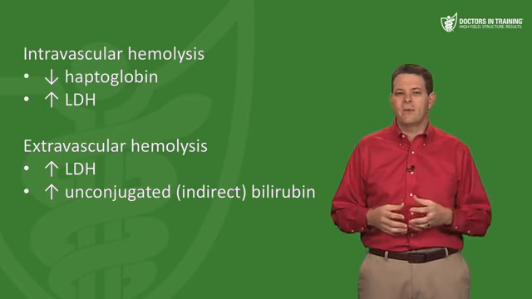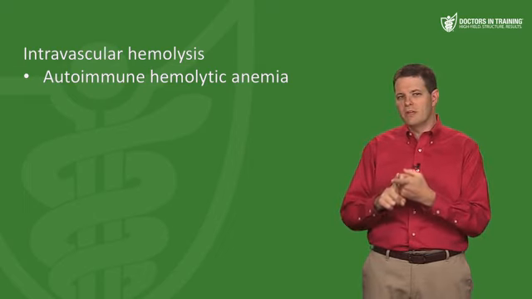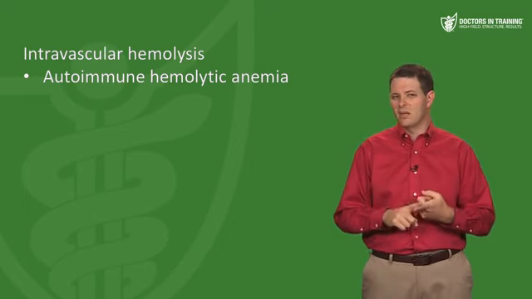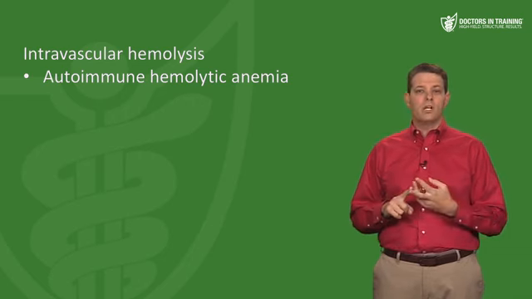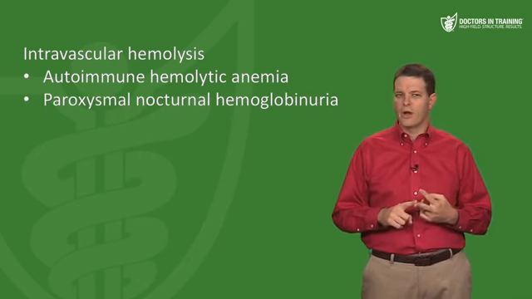So what kinds of things might cause intravascular hemolysis? Well, autoimmune hemolytic anemia is an important one. We're going to talk about that in detail in a moment. Back in immunology, we talked about paroxysmal nocturnal hemoglobinuria, which is generally pretty rare.